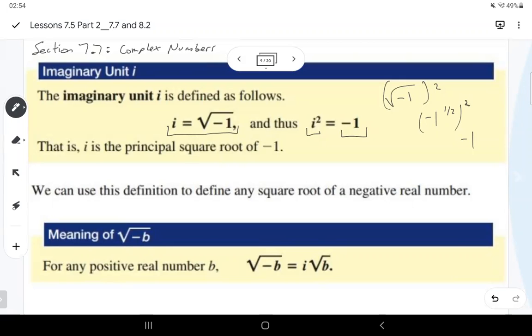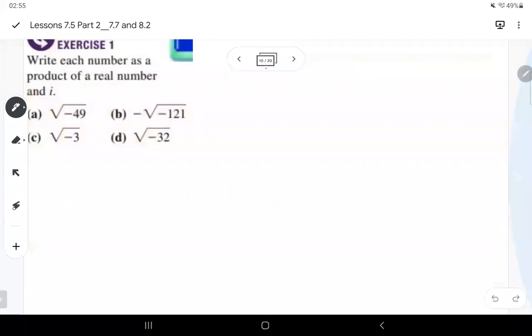We can use this definition to define any square root of a negative real number. For any positive real number b, the square root of -b is equal to i square root of b, unless b, of course, is a perfect square, then it'll just be with the i. And I'll show you what I mean by that.